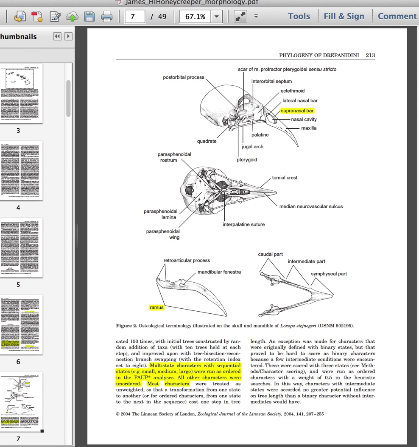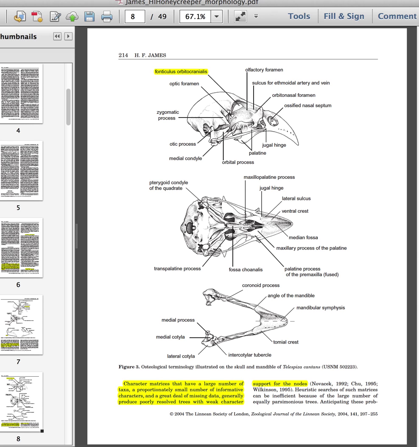Okay, figure 2 and figure 3 are related, and these are basically terminology for you on the osteology. So you don't need to know this terminology, but you're probably going to have to refer back to here a few times as she defines characters. And I've highlighted some of the characters that she uses. So figures 2 and figure 3, a couple of things highlighted.